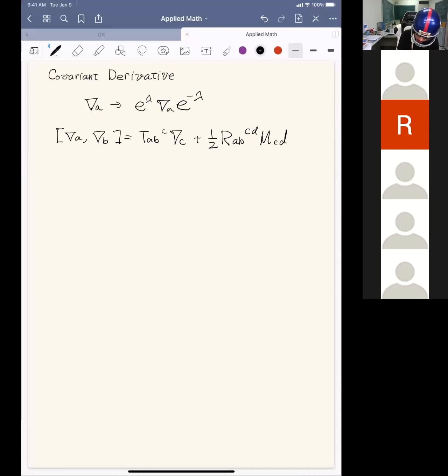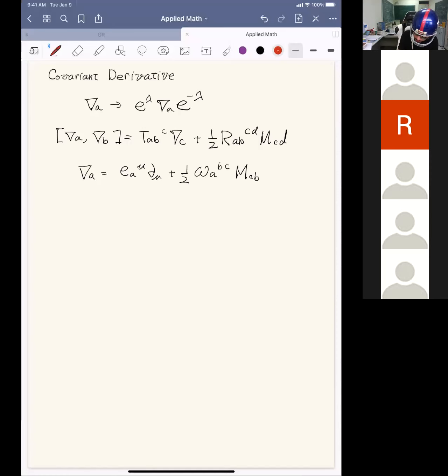Where once again, your covariant derivative is written as e_A^μ (∂_μ + 1/2 ω_μ^{BC} M_BC). So these are the things that we ended with last time. So let's make some comments.